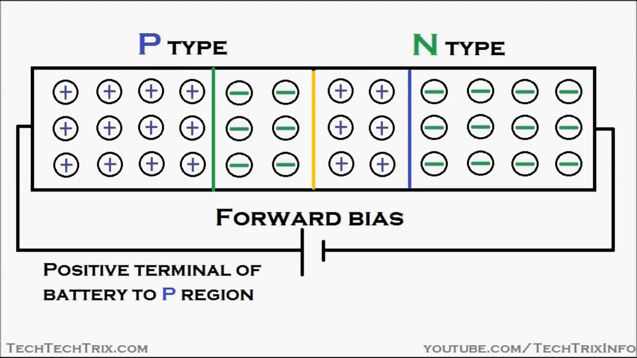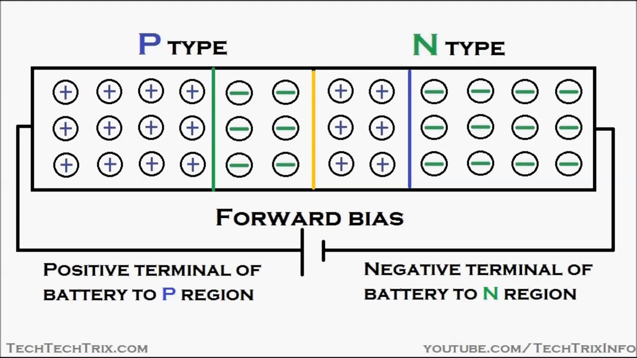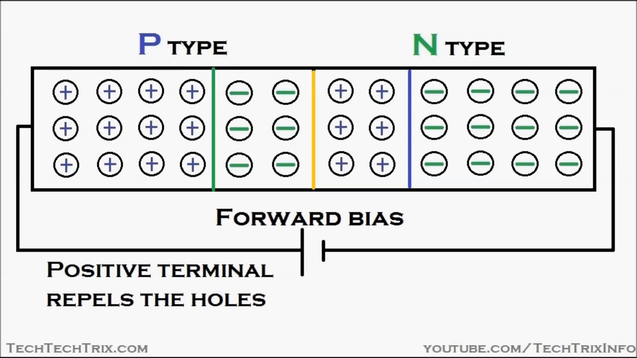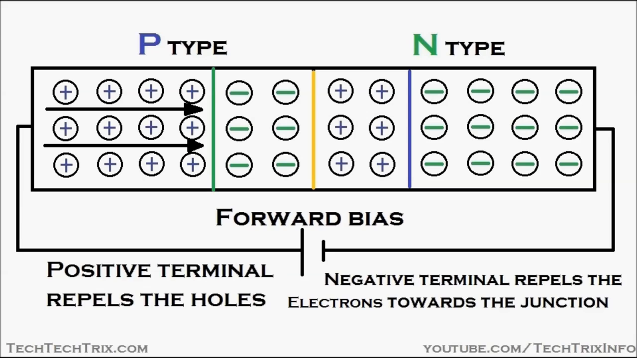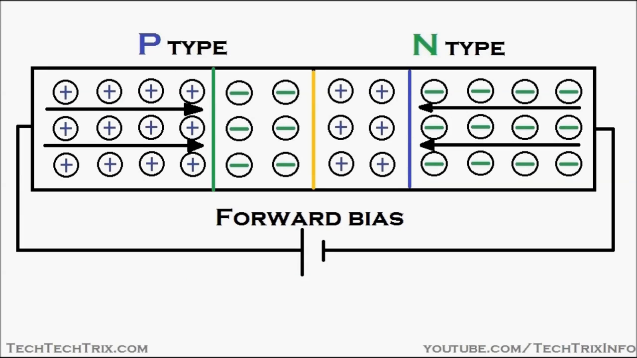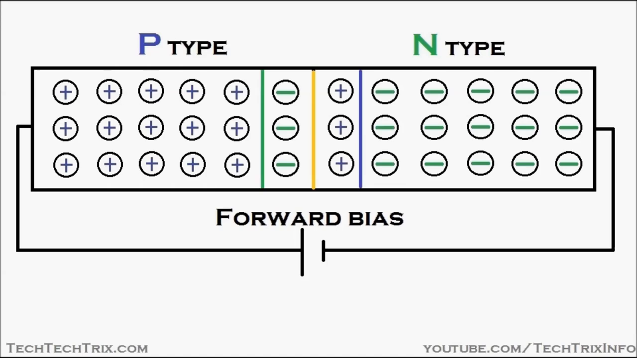Now let's see forward bias. In forward biasing, the positive terminal of the battery is connected to the P region of the PN junction, and the negative terminal of the battery is connected to the N region. You can see the positive terminal repels the holes in the P region, and the negative terminal repels the electrons towards the junction in the N region. So a pressure is acting towards the junction, and this results in the junction shrinking.